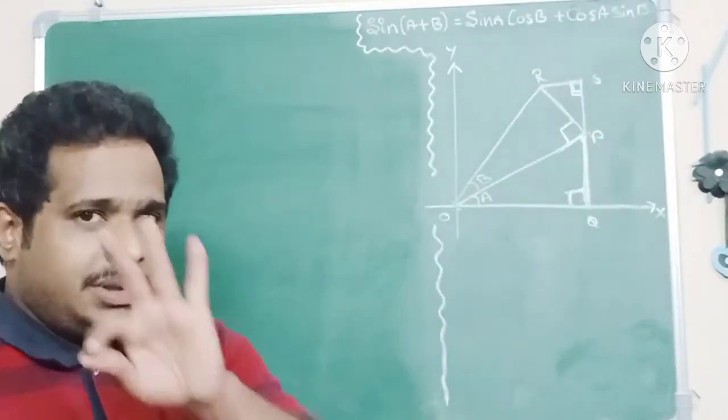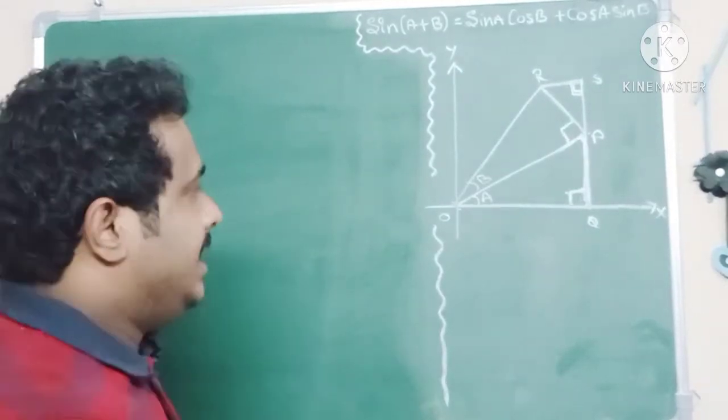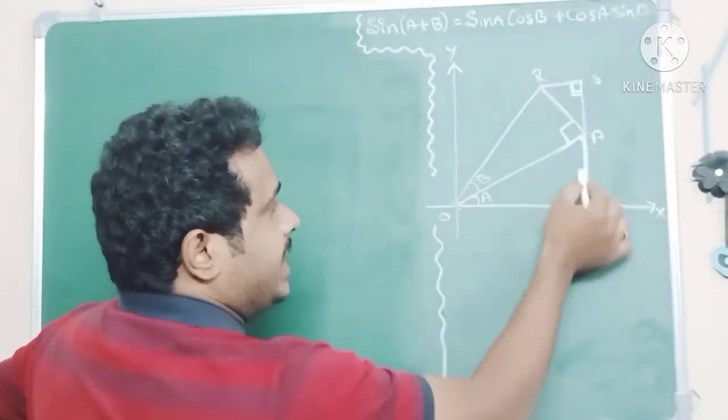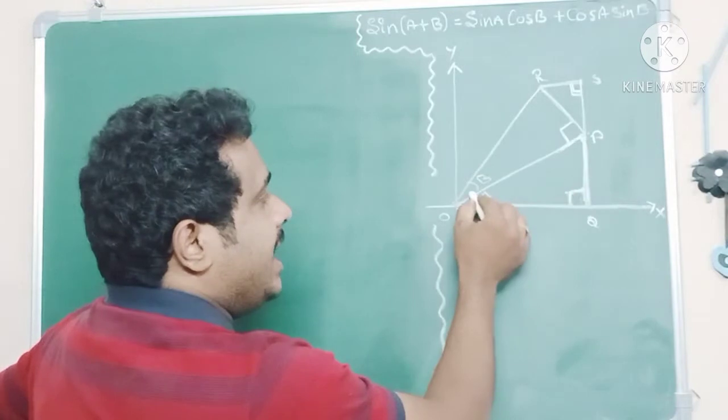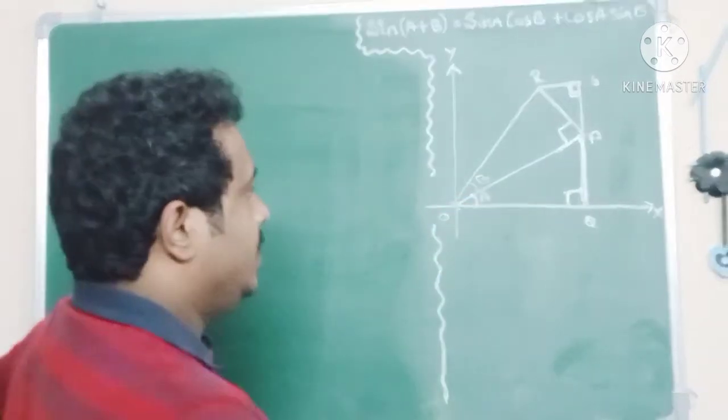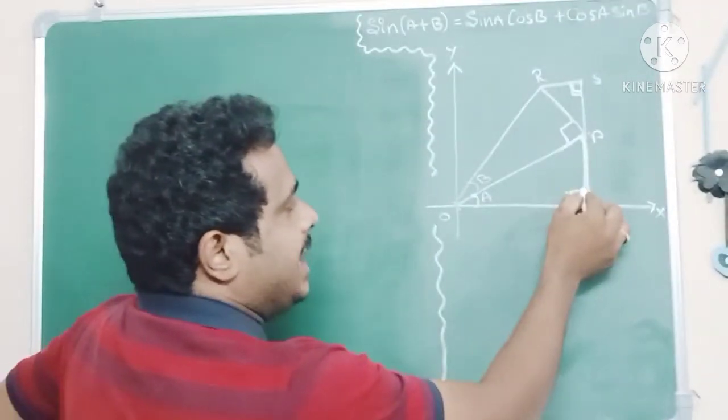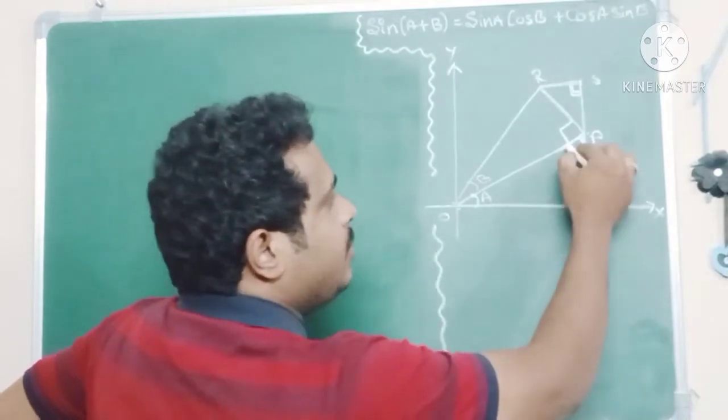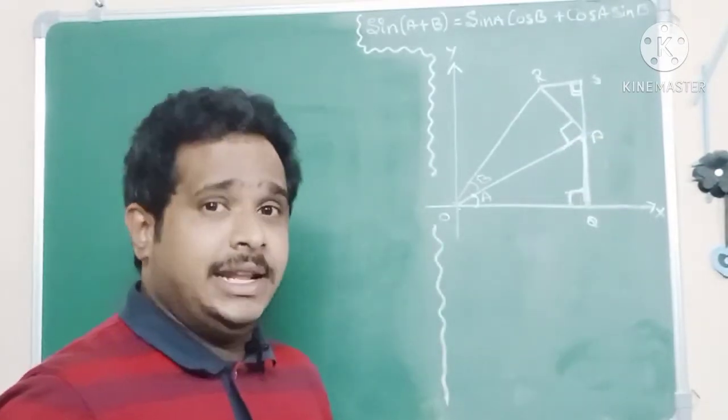Here we have three right angle triangles, right? Let us say in triangle POQ, the acute angle at O is A. Here the angle is, we know, 90 degrees. Then what about this angle? It is 90 minus A.